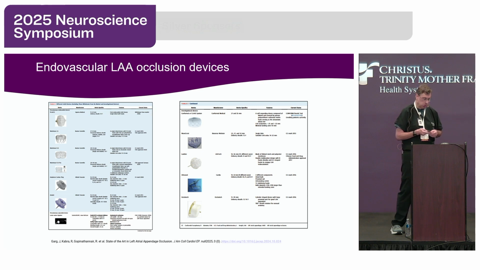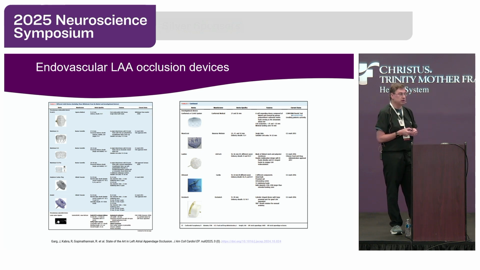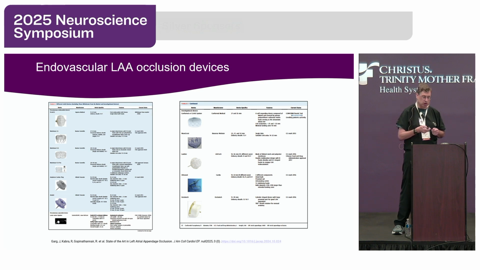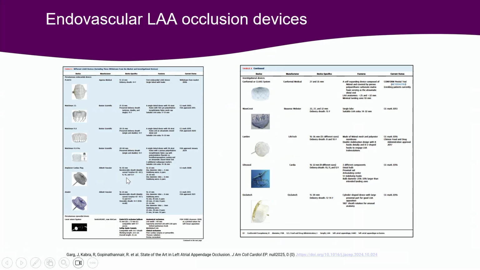A lot of devices have come and gone. They've fallen off the market. They've had too many complications, too many leaks, too many blood clots on the device. So currently there's only 2 devices that are approved: the Amplatzer Amulet device, which is made by Abbott, and the Watchman device, which is made by Boston Scientific, and they are currently on their 3rd generation device.